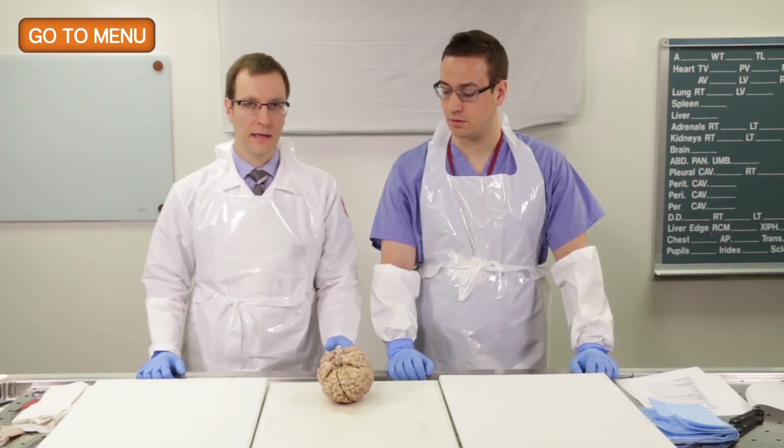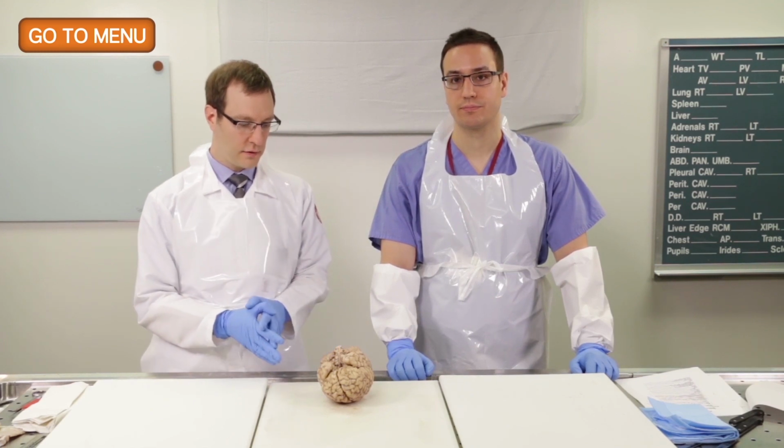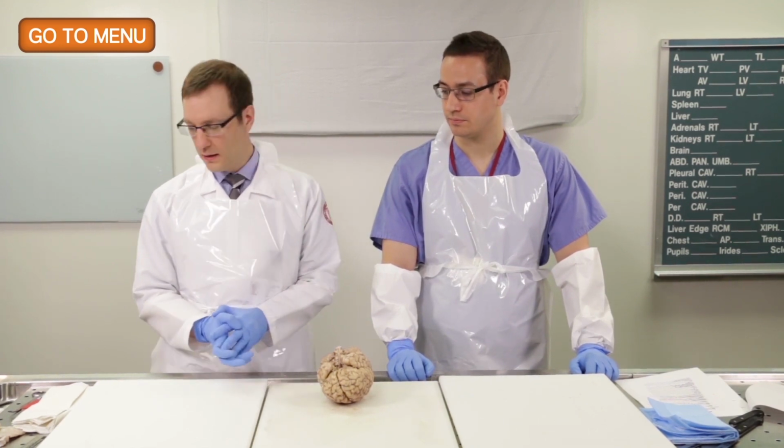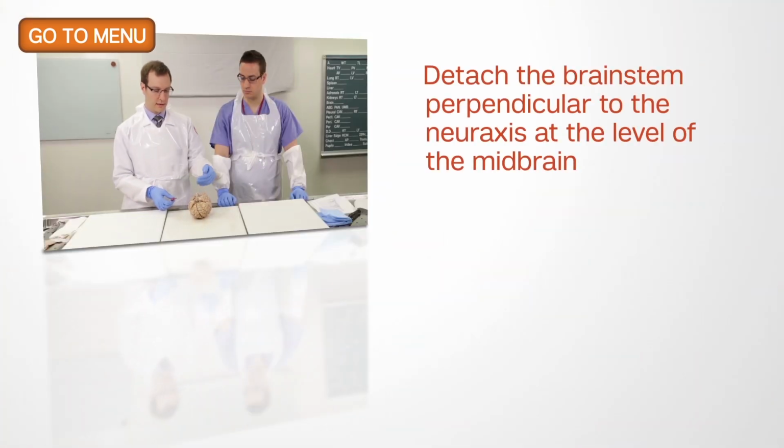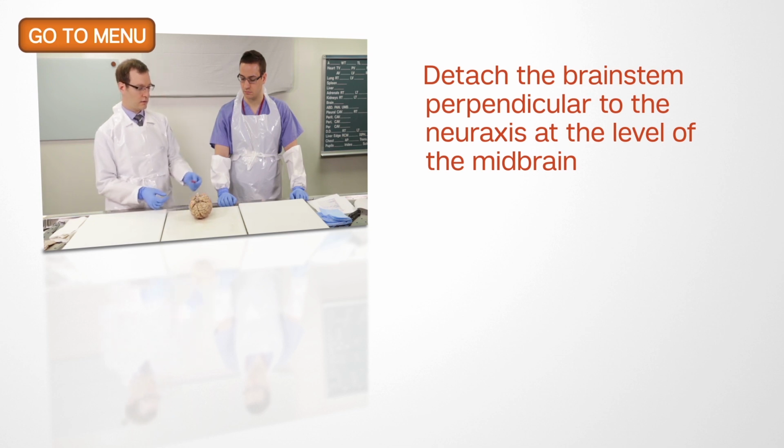Okay, so now we'll go ahead and get started to cut the brain so we can look at the inside of the brain. So the first thing that we do is we'll actually detach the brainstem and cerebellum from the rest of the brain.